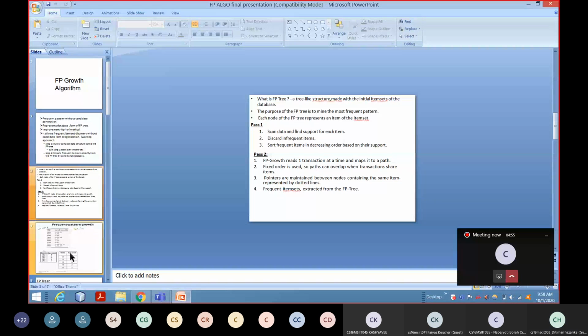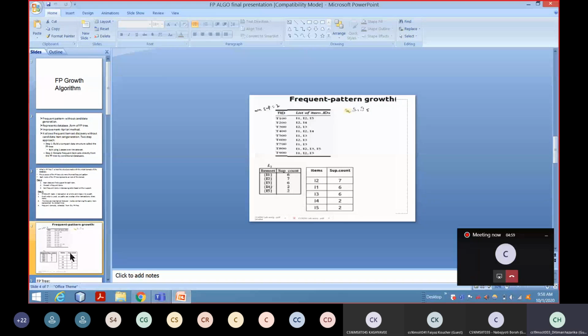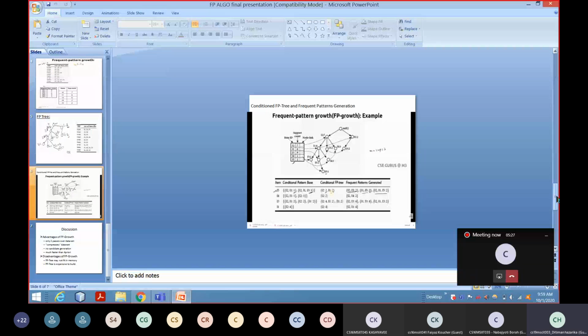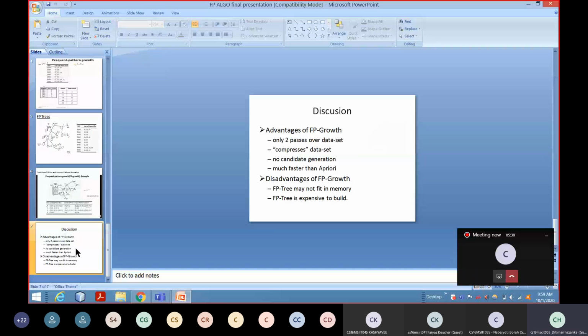So we take a list of transaction IDs and a list of items, and we take a minimum frequency. That means how many items we have to choose. In the first step, we arrange them in descending order and then draw the nodes like this. So this is the FP tree, where the topmost node represents null, and we draw paths like this. I will continue to the advantages and disadvantages of FP growth.